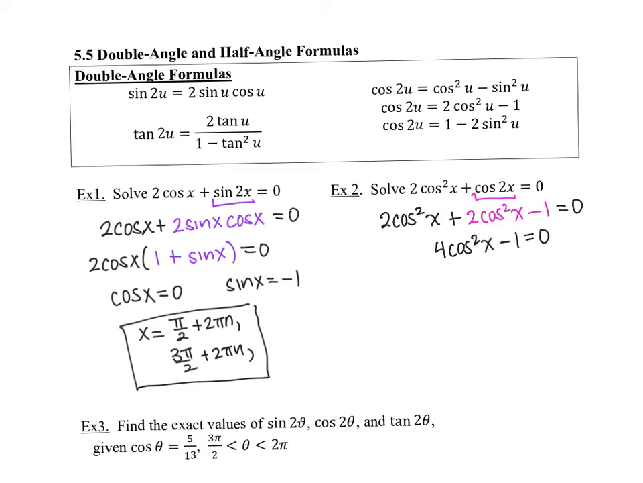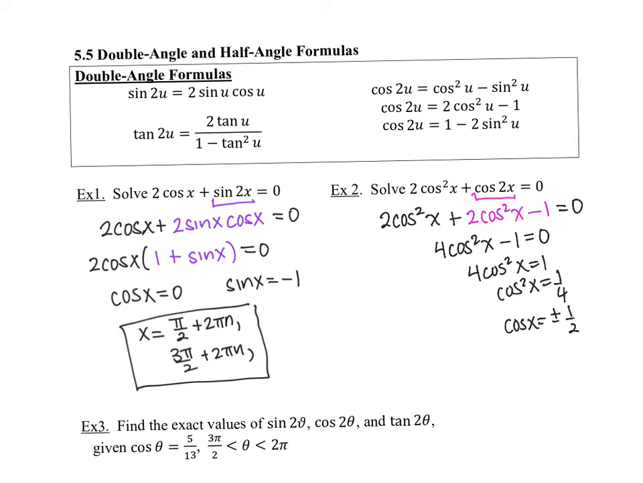Okay, depending if you like to factor or if you like square root, you could solve this by factoring or by using square root. Okay, let's see. The cosine of x is equal to plus or minus 1/2. So what are my solutions?